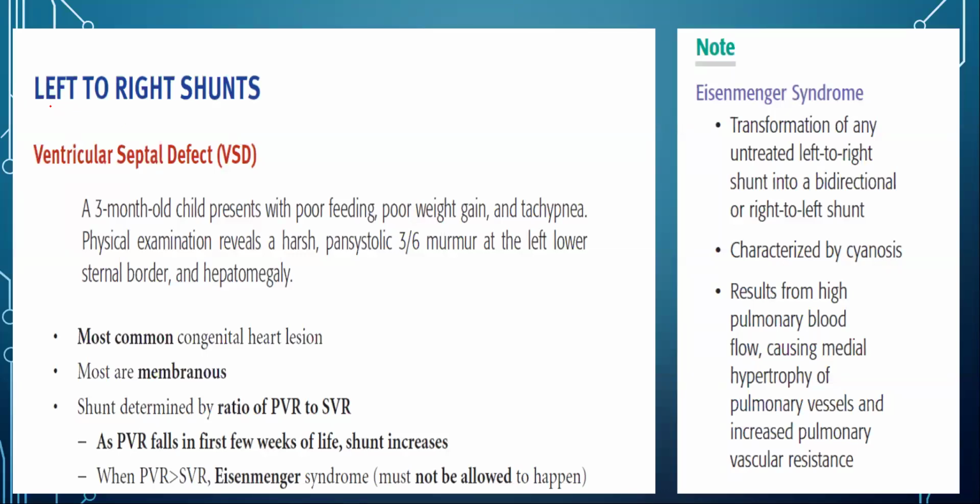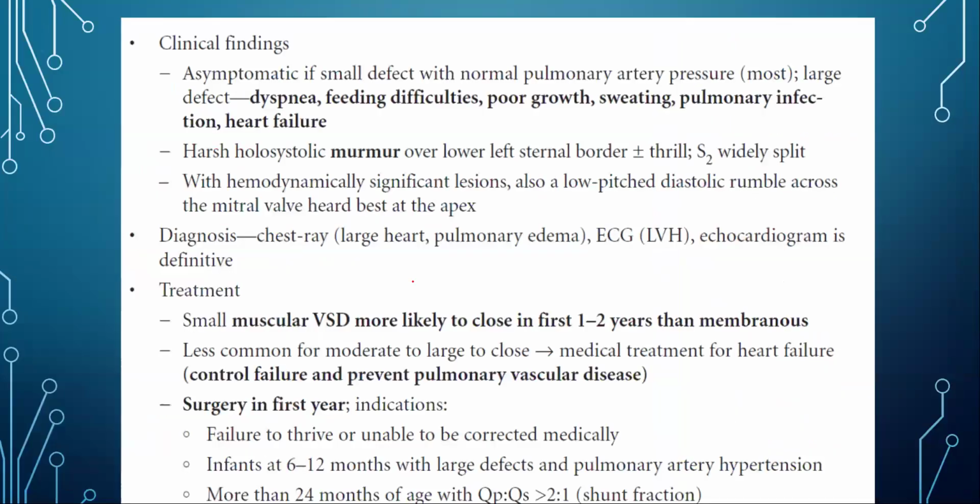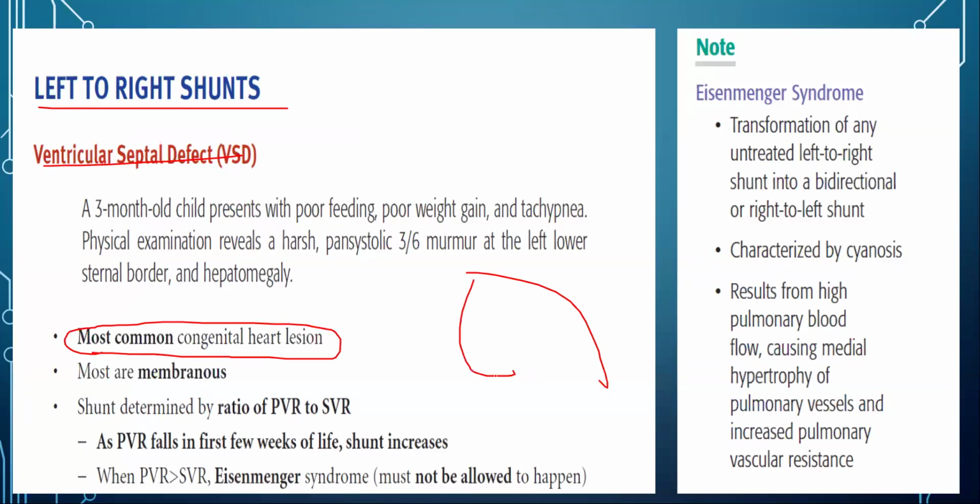So first of all, left to right shunt cardiac defects, or you can say these are non-cyanotic congenital heart diseases. The common causes of non-cyanotic congenital heart disease are ASD, VSD, and PDA. The most common congenital heart lesion is ventricular septal defect. And ventricular septal defect means, so you can understand it.